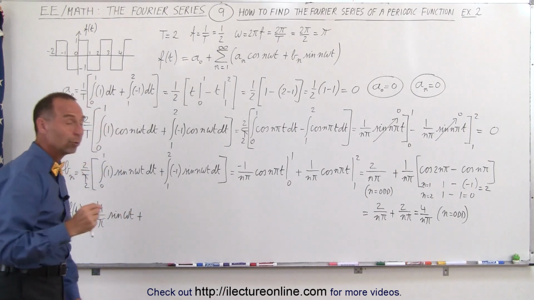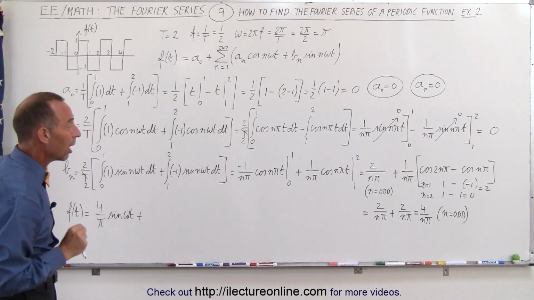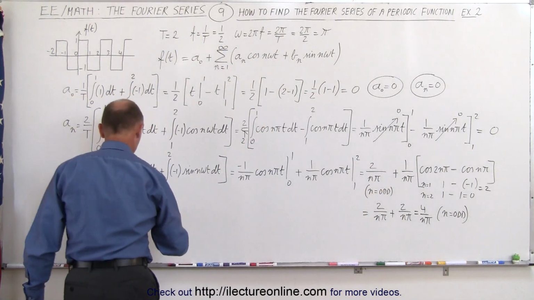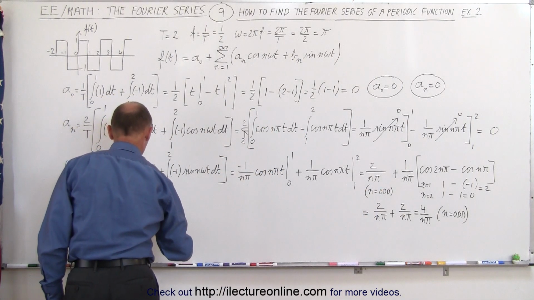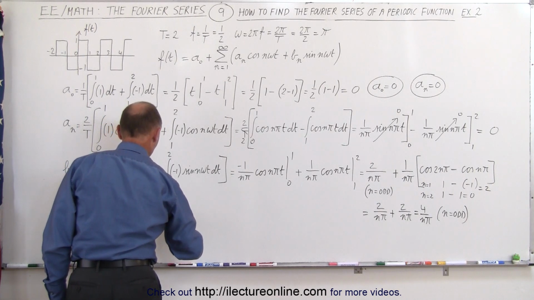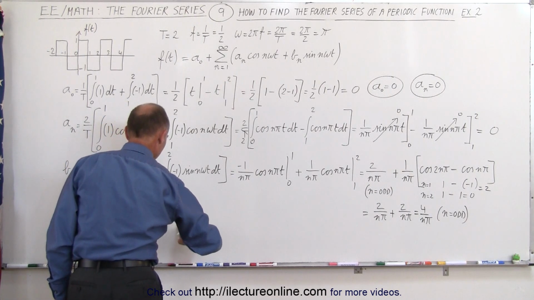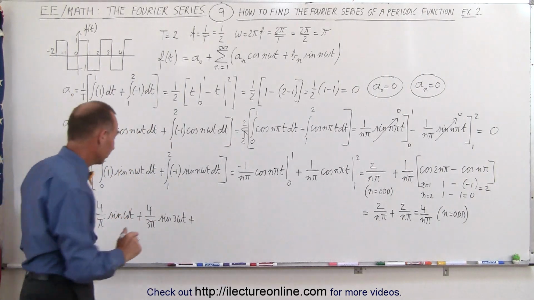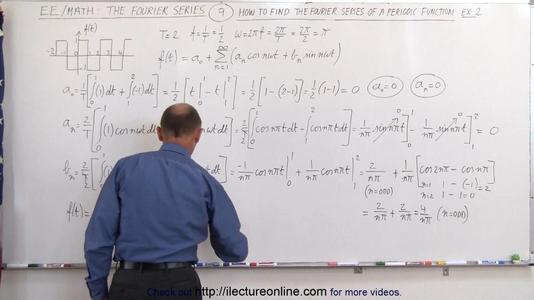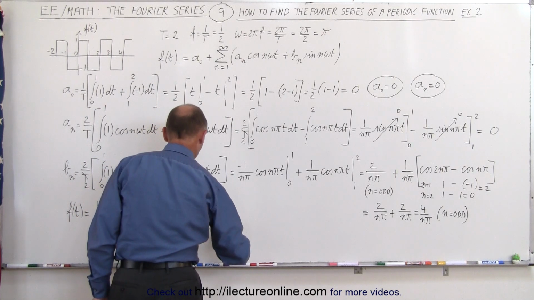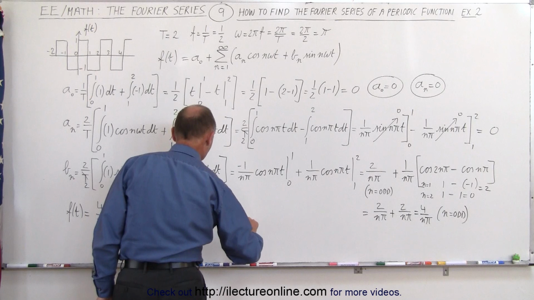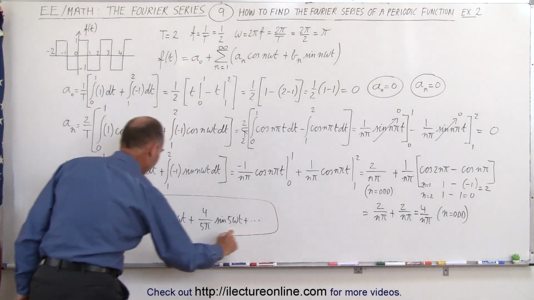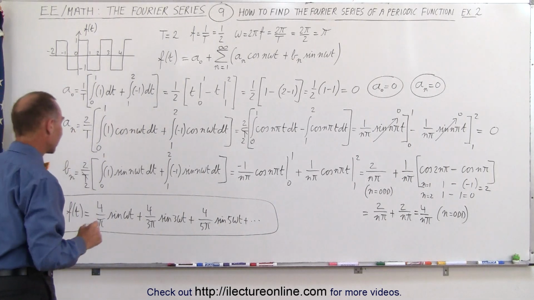Plus, the next term will be when n is 3, because we can only take the odd ones. When n is equal to 3, we get 4 over 3 pi times the sine of 3 omega t. And then the next one is when n is equal to 5. So there we get 4 over 5 pi times the sine of 5 omega t, and so forth. So here is the Fourier series of the original periodic function.